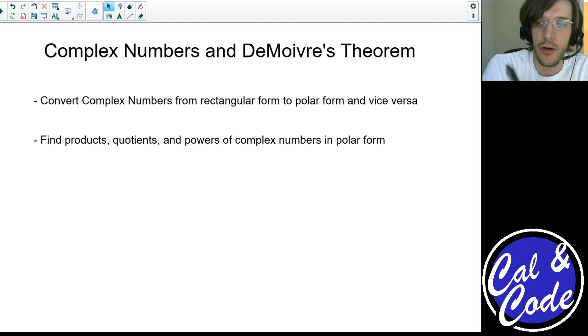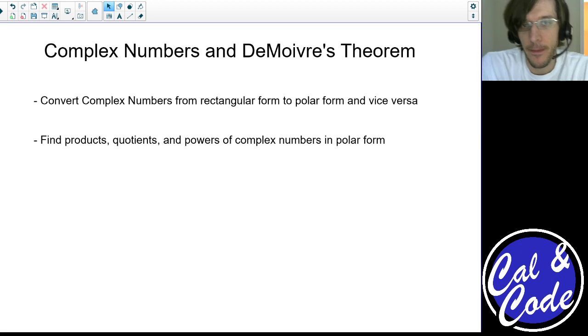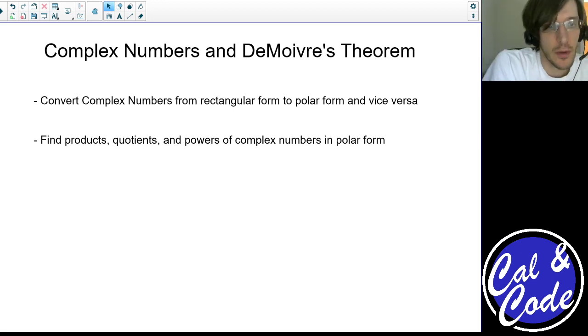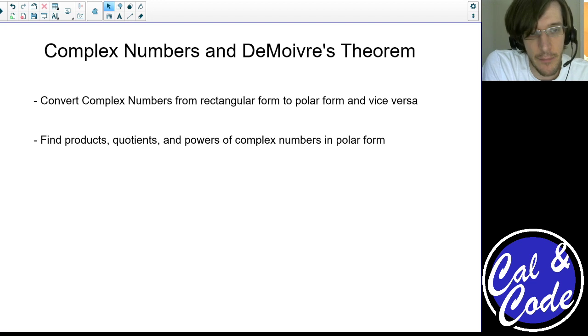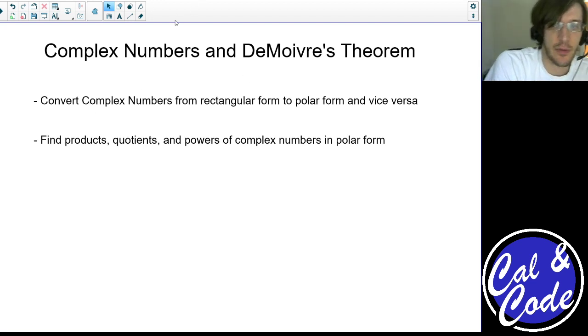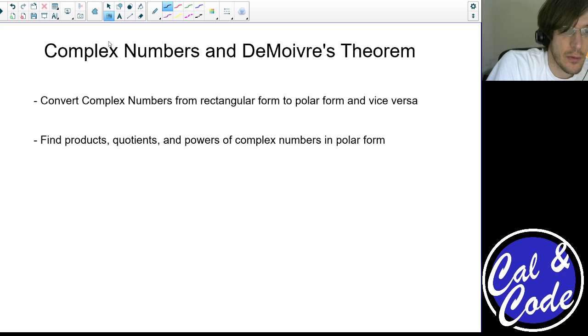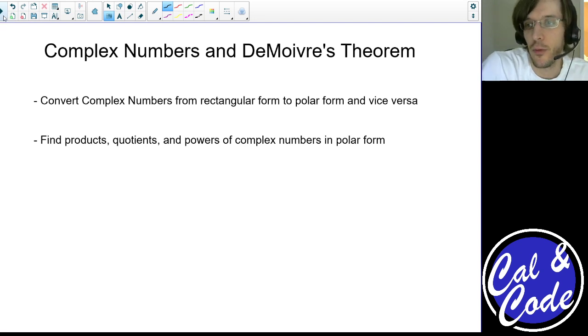And we're also going to talk about a pretty famous theorem that should make it easier to raise complex numbers to higher powers by using the polar form of a complex number. And that theorem is called DeMoivre's theorem. So today we're going to mostly convert complex numbers from rectangular to polar form back and forth, and we're going to do some products, quotients, and powers of complex numbers in polar form, because it's a lot easier to do in polar form than it is in rectangular form.